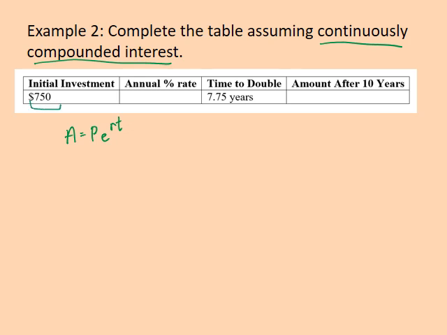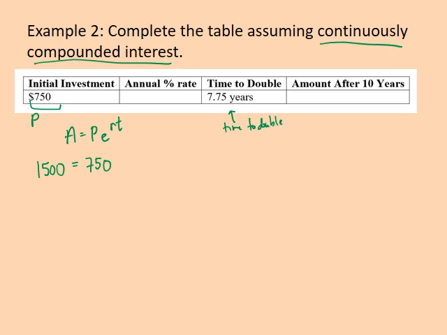They gave us the initial investment, which is our P, and they gave us the time to double, which we will need to use. So we need to use both of these pieces of information to find everything missing in the PERT equation. So if our initial amount is $750, if we double $750, we have $1,500.